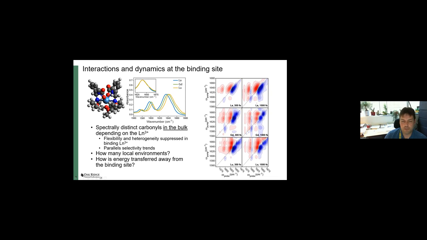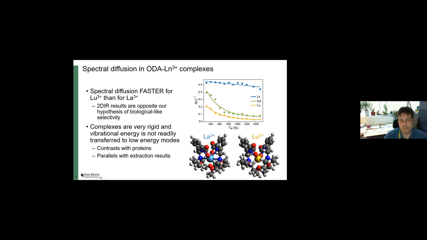You have one molecular species predominantly in solution, but it also tells you that the dynamics for lanthanum are quite different than what you see for lutetium. So if we plot those spectral diffusion rates, what we find is that lutetium has the fastest spectral diffusion and lanthanum has the slowest. So this is opposite what we thought would be happening for the biological processes. Or this is what you recommended to me at one point. This was your counterpoint, wouldn't the tighter bonding thing just hold on tighter? And it does. You were right.